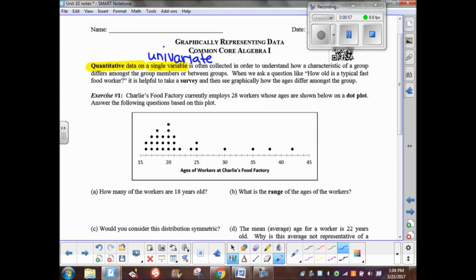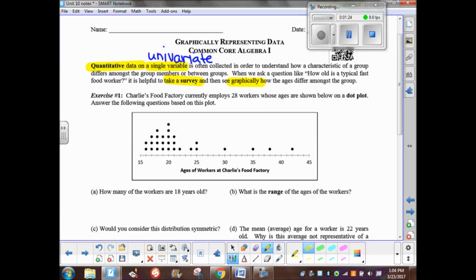One variable is often collected in order to understand how a characteristic of a group differs amongst the group members or between groups. When we ask a question like, how old is a typical fast food worker, it is helpful to take a survey and then see graphically how those ages differ. So like I said, if we just have a list of ages, we really can't interpret too much from just a list of numbers. But when we put it in a graph, you can start to see patterns.